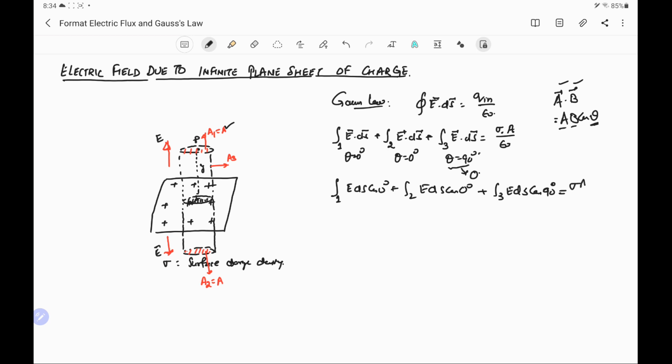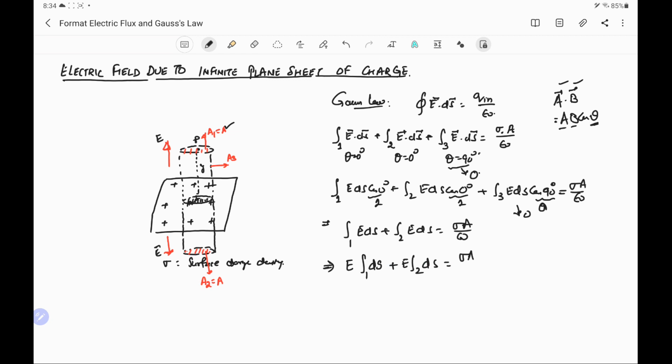It is equal to sigma A by epsilon naught. So this implies that cos 0 is 1, this cos 0 is 1, and this cos 90 is 0. So this integral will be 0. What remains is integral 1 E ds plus integral 2 E ds, where 1 and 2 refer to surfaces 1 and 2, that is the top and bottom circular areas, equal to sigma A by epsilon naught. This implies that E is constant by symmetry. We take it out, and the upper surface area plus the lower surface area gives E times the areas equal to sigma A by epsilon naught.